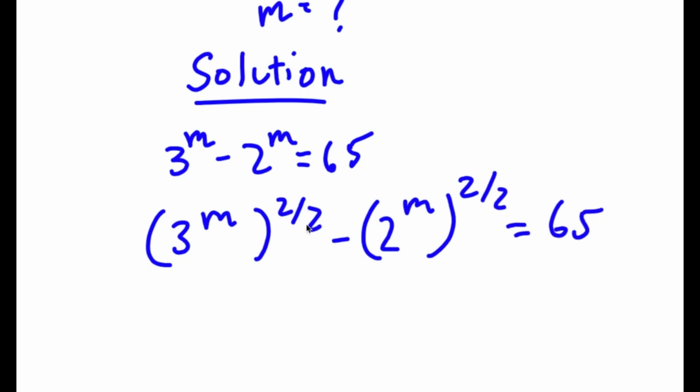And 2 over 2, that's the same thing as 1. So it's the same thing as 3 to the power of m to the power of 1, which is the same thing as 3 to the power of m. Same thing for 2 to the power of m. 2 over 2 is 1, so this is the same thing as 2 to the power of m to the power of 1, which is the same thing as simply just 2 to the power of m.